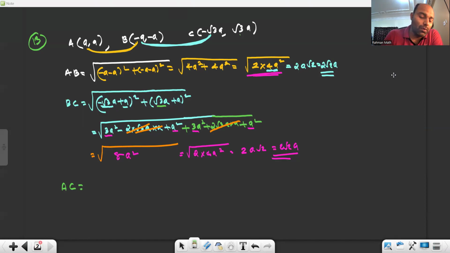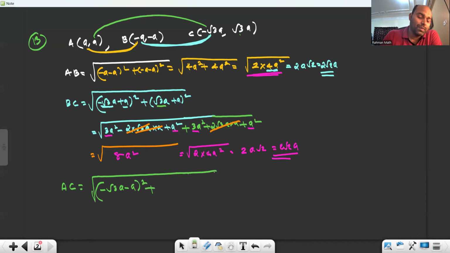AC, root of AC. This is what AC. Again, minus root 3a minus a whole square plus root 3a minus a whole square. I'll explain because here many people are making mistake on that one. So what I'm doing, listen carefully. You can do it like that also, but just think about whether it is okay or not.